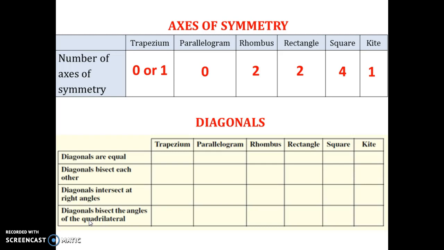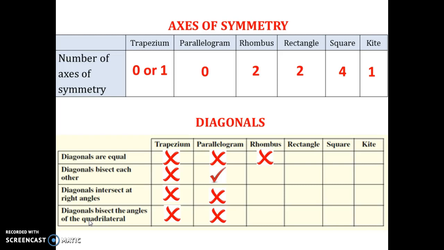Our diagonals. Now let's look at the properties of the diagonals of these shapes. So for the trapezium, they're all none. None of those properties will work. The parallelogram, diagonals are equal. No, they bisect each other. The word bisect, just so you know, means to cut in half. The diagonals intersect at right angles. No. The diagonals bisect the angles of the quadrilateral, so they cut the corner angle in half. No.